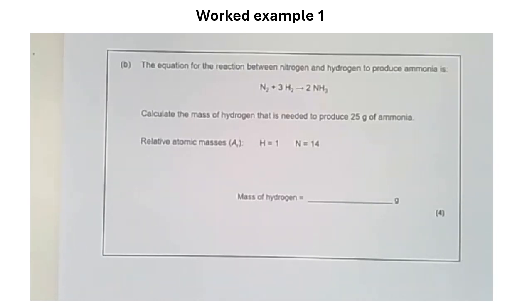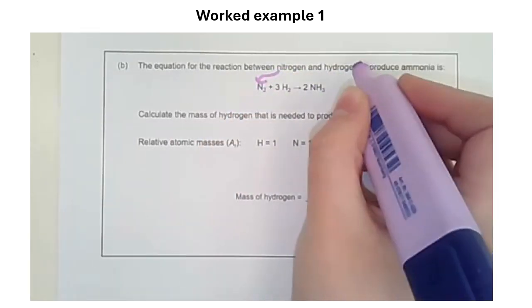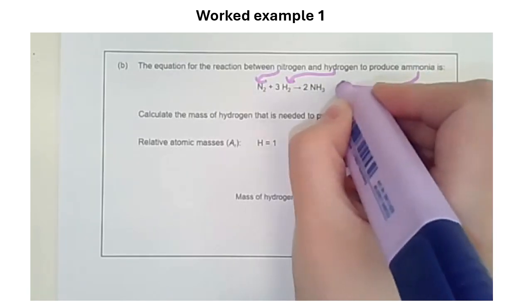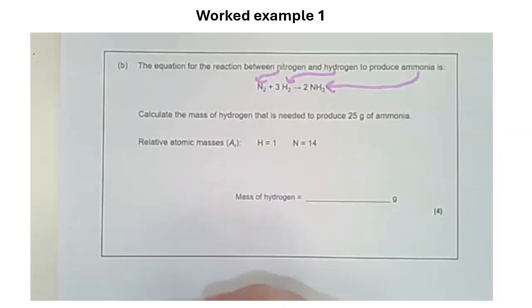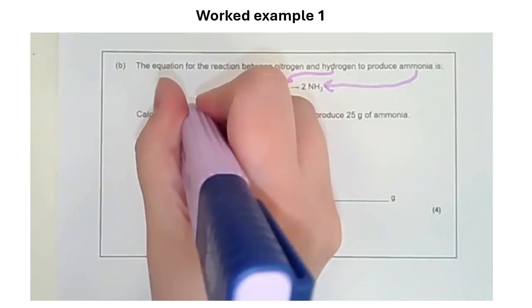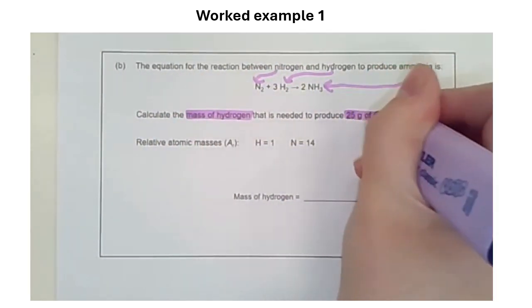This is the first worked example that we are going to be having a look at. So let's start by just reading through the questions and highlighting the information along the way. The equation for the reaction between nitrogen and hydrogen to produce ammonia is below. Calculate the mass of hydrogen that is needed to produce 25 grams of ammonia.